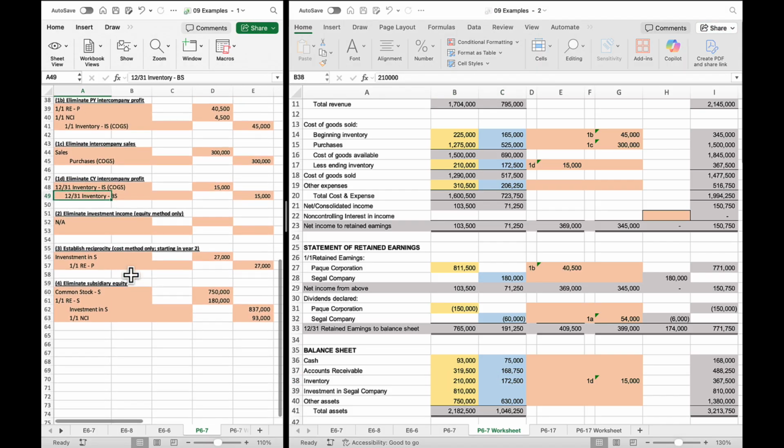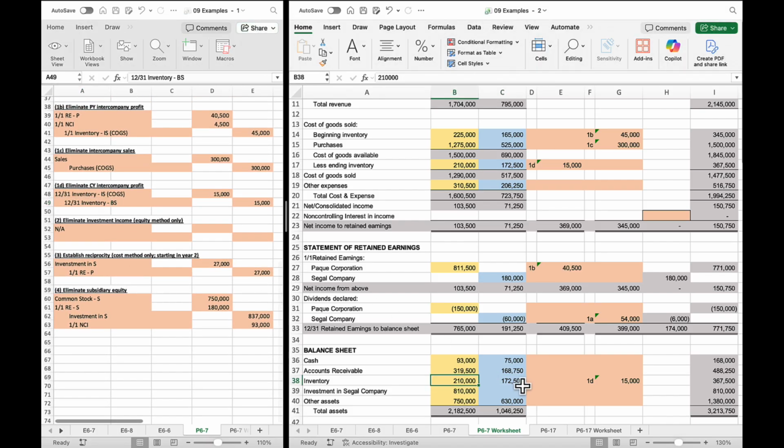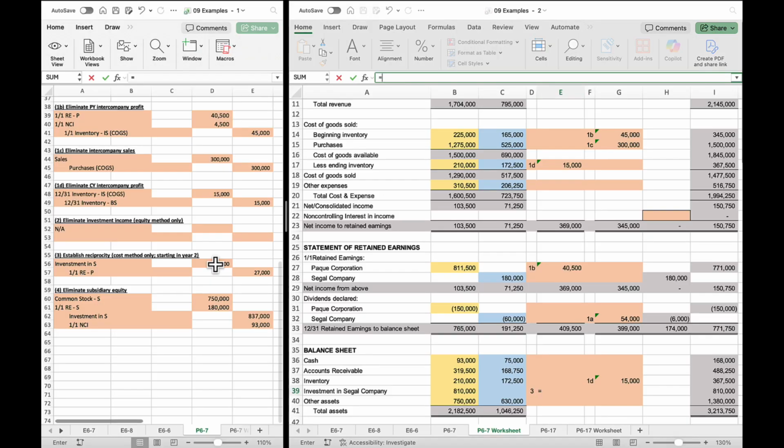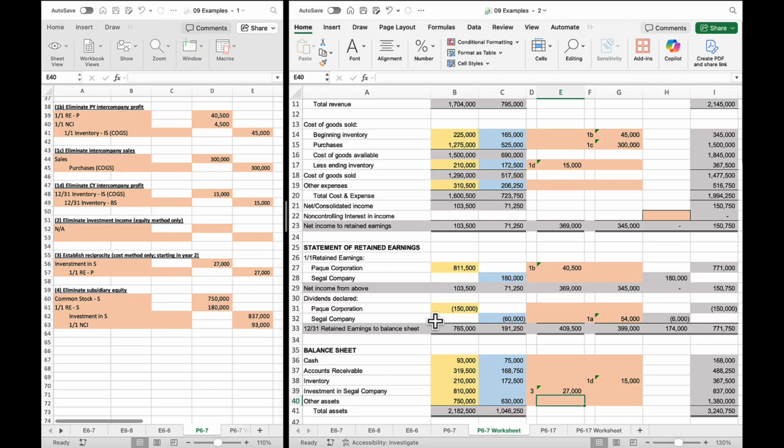All right, we don't do anything for number 2. For number 3, we are going to debit investment in S on line 39 for $27,000. And then we're going to credit 1/1 retained earnings of the parent on line 27 for $27,000.